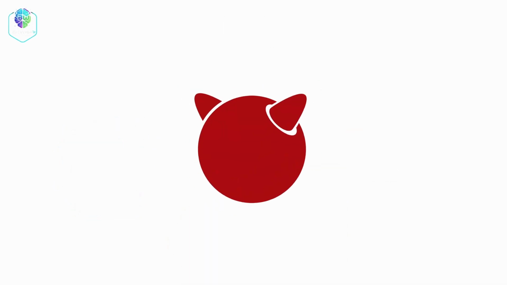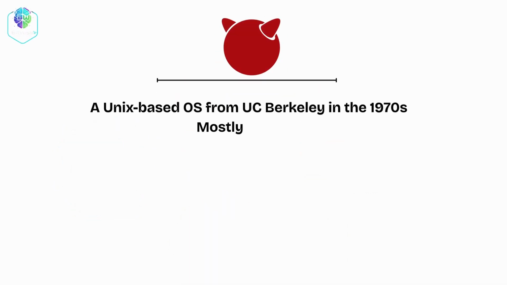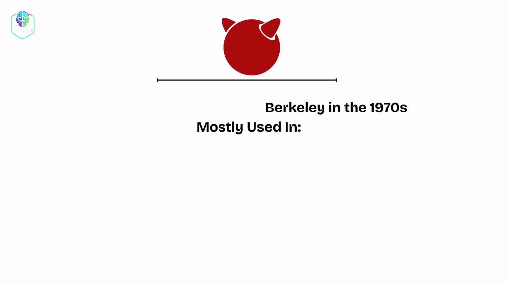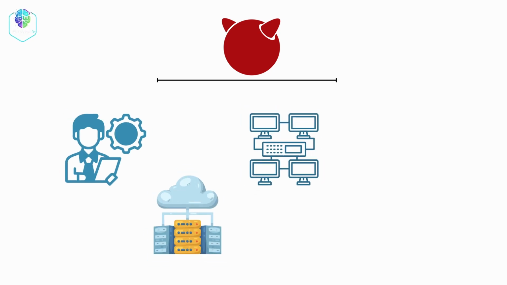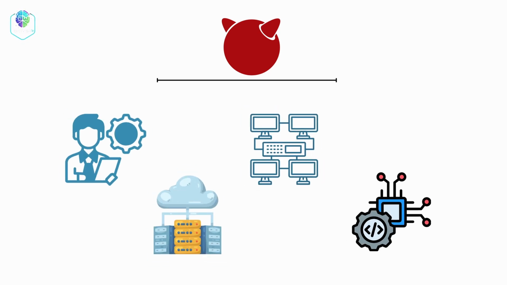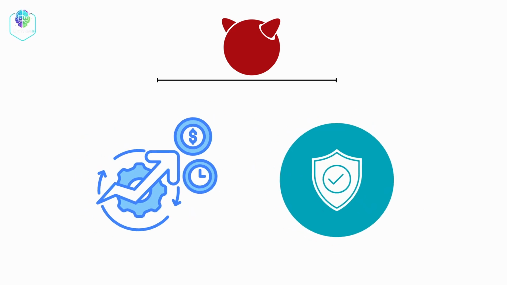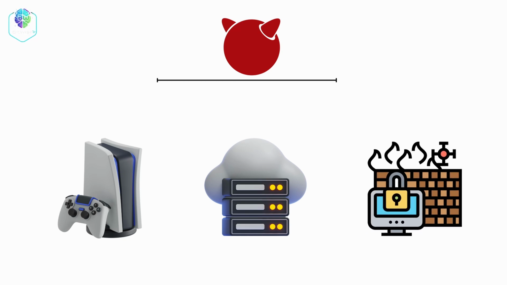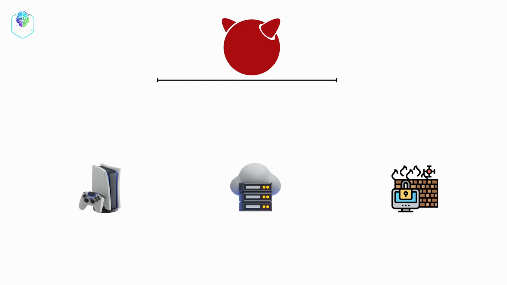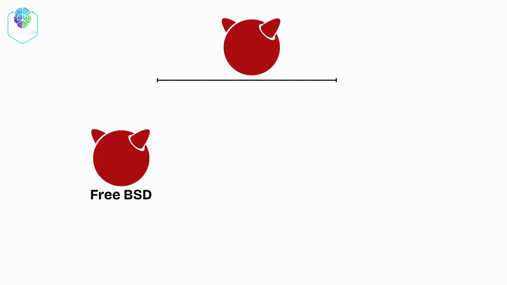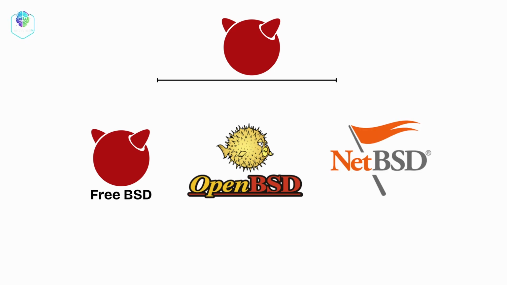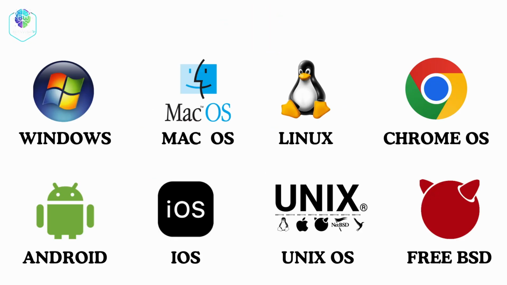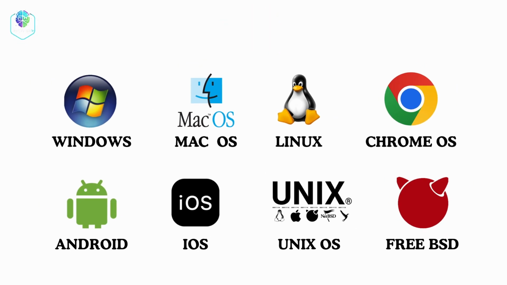Finally, there's BSD, a Unix-based OS from UC Berkeley in the 1970s. It's mostly used by tech experts for servers, networking, and embedded systems. BSD is efficient and reliable, and you'll find it powering things like PlayStation consoles, Netflix's servers, and advanced firewalls. Popular versions include FreeBSD, OpenBSD, and NetBSD.